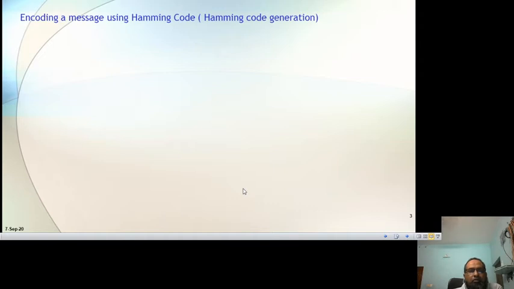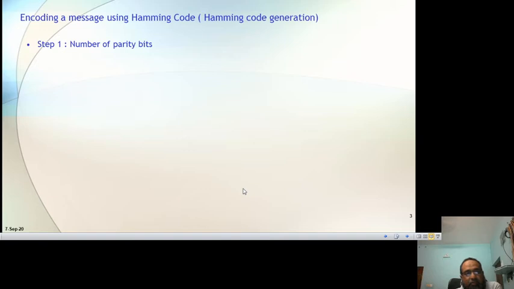So the method of encoding a message using Hamming code, also known as Hamming code generation, we will discuss in detail. There are a few steps. If you follow the steps properly, you can simply generate the Hamming code. What we are doing is adding certain parity bits to the message.